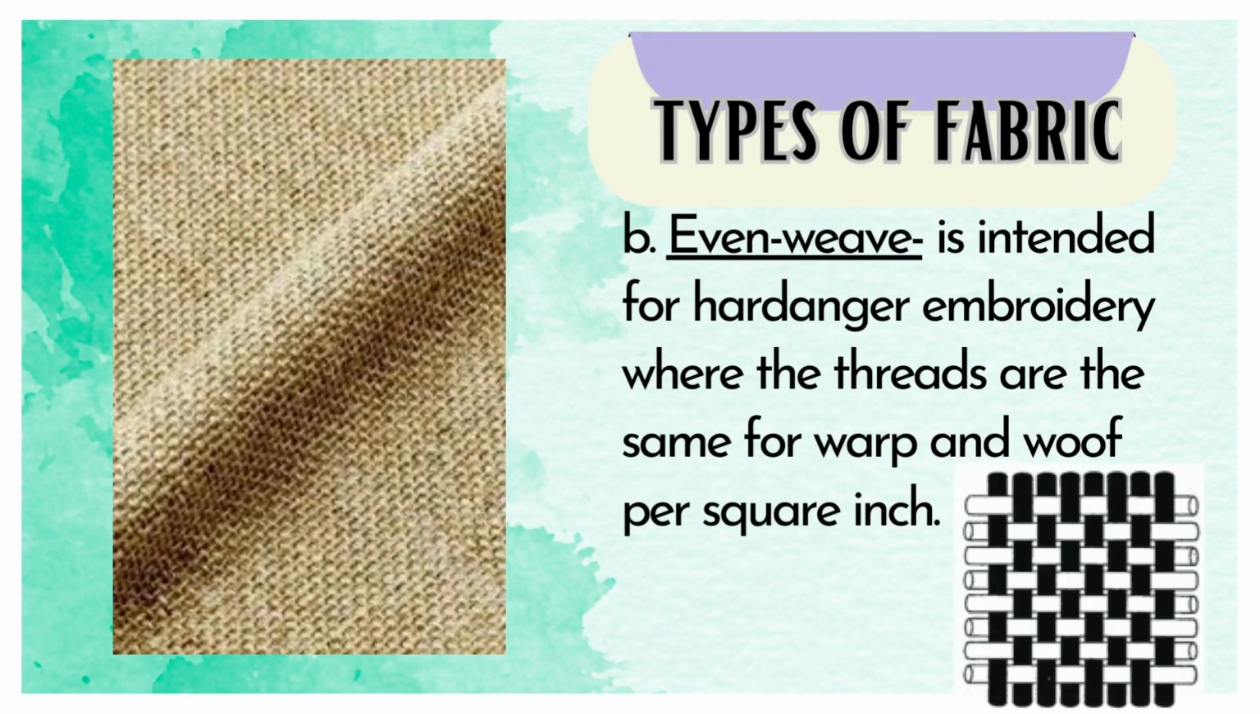Even weave is intended for hardanger embroidery where the threads are the same for warp and woof per square inch. Even weave implies that the weave of the linen is even, with both the warp and weft threads numbering approximately the same in either direction.